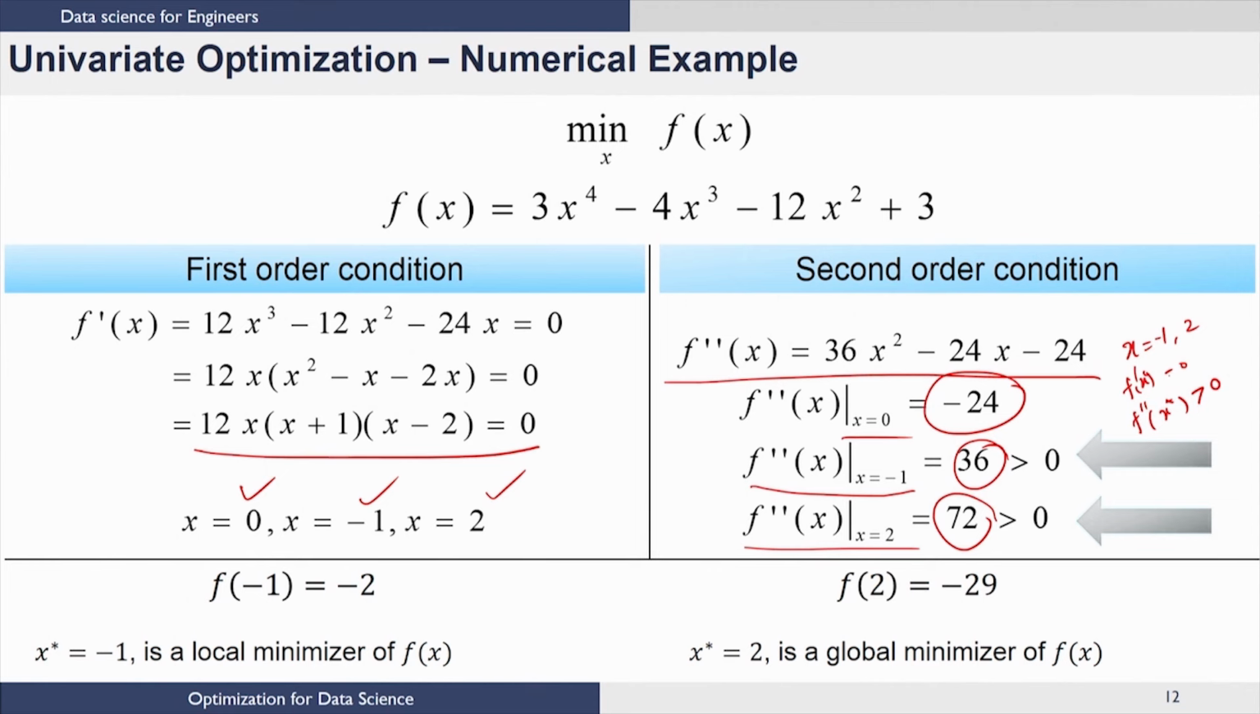So, the only way to figure out which point is a local minimum and which is a global minimum is to actually substitute this into the function and then see what values you get. So, when you substitute minus 1 into the function, you get minus 2, and when you substitute 2 into the function, you get minus 29. Since we are interested in minimizing the function, minus 29 is much better than minus 2. So, that basically means 2 is a global minimum of this function and minus 1 is a local minimizer for f of x.